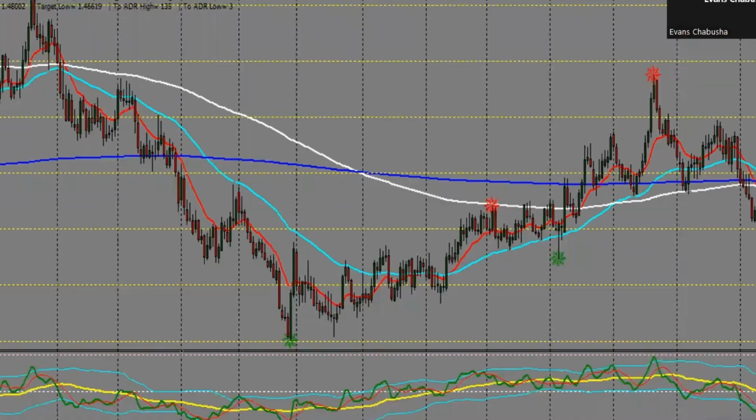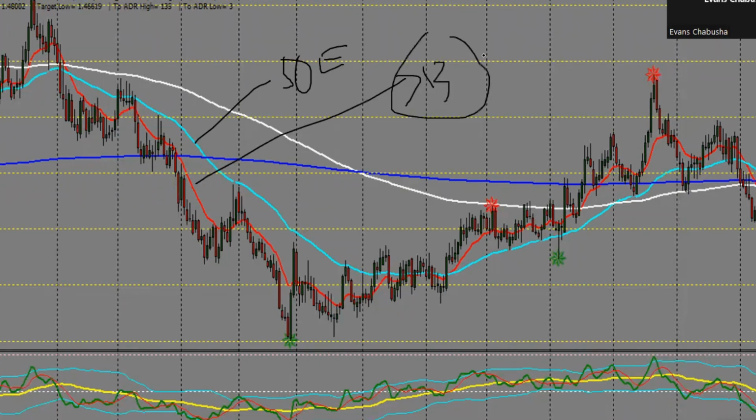Okay, so if you look at this chart, the blue line which is passing on the chart there, that is my 50 EMA. Then the red line there, that is my 13 EMA. So the 13 EMA is a fast moving average because it responds to price fast. The 50 EMA is a slow moving average because it is responding to price slowly. So this is my 800 EMA and this is my 200 EMA.